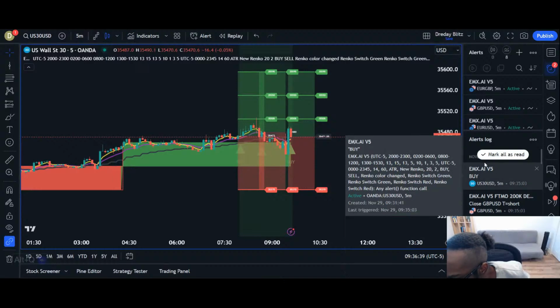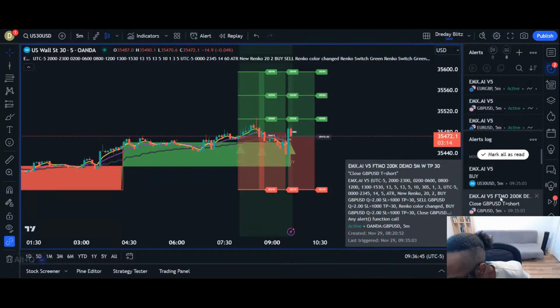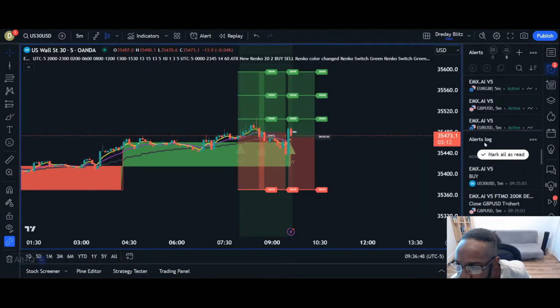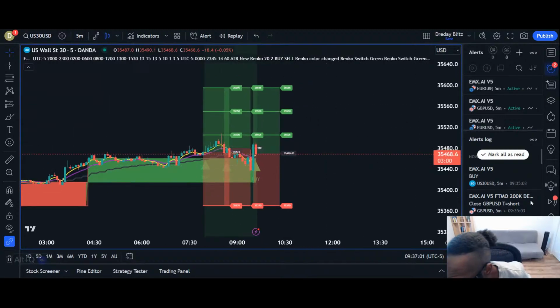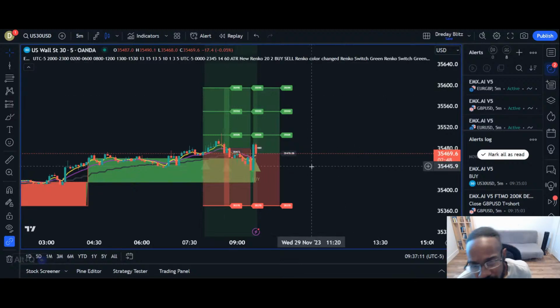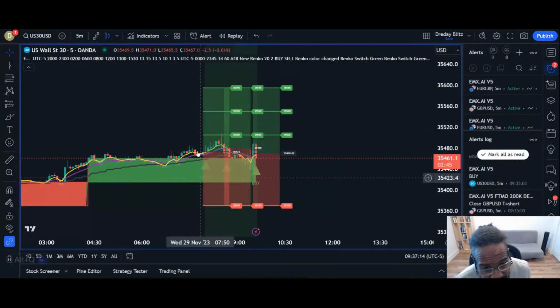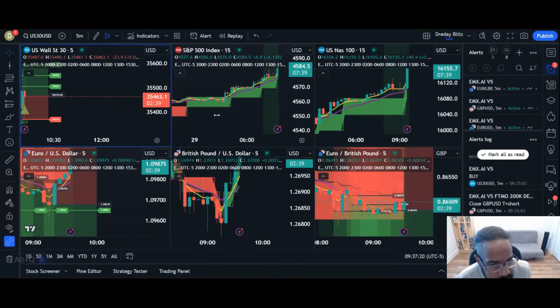Let's see here. Perfect. Yeah, great, that's pretty much it. So US 30 is a buy right now, right at market open for the US market. Let's take a look at other pairs or indices.